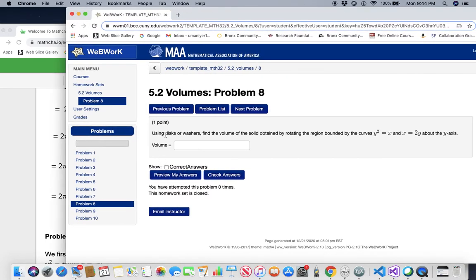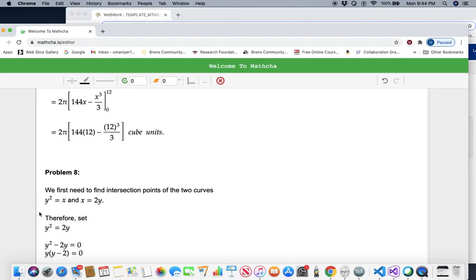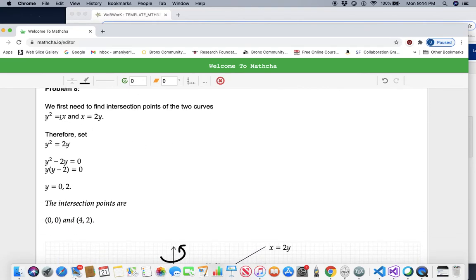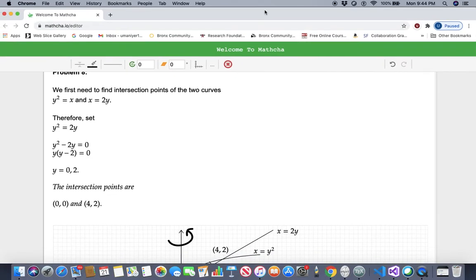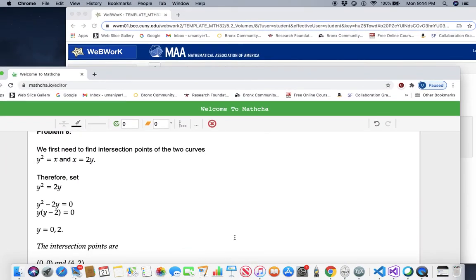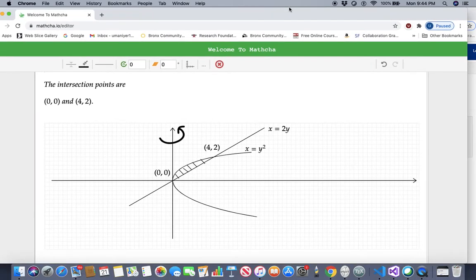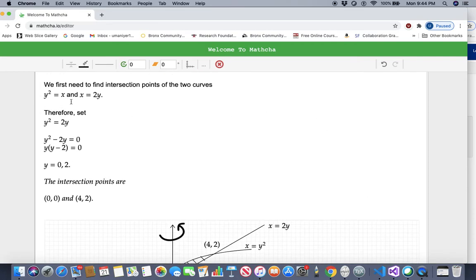You want to look at the volume of the solid obtained by rotating the region bounded by y squared equals x and x equals 2y about the y-axis. All right. You need to understand how the curves look. Y squared is x, that is x is y squared, and x equals 2y. So you need to find these two intersection points. How do we find the two intersection points?